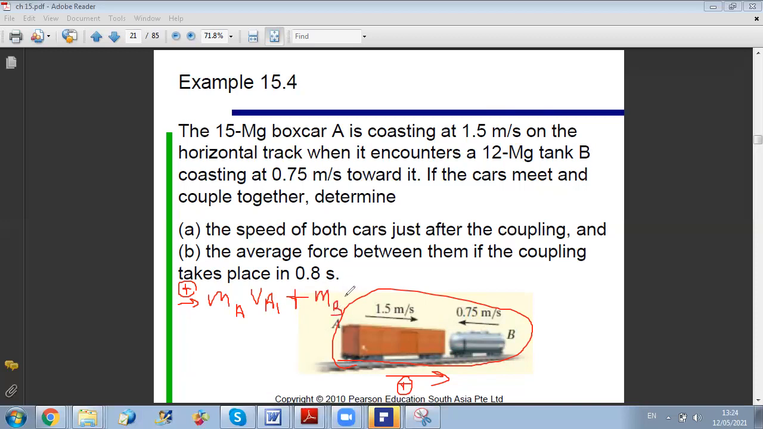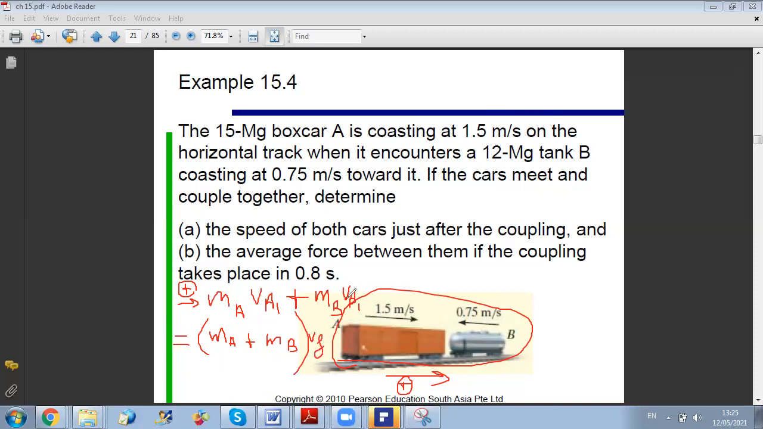times VB at state 1، وبليز انتبهوا هدول algebraic values، يعني هلا حنعمل replacement أنا وياكم، equals to، بما إنه they couple together يعني صاروا one system، يعني بحط MA plus MB times V final. Okay, this is the conservation of linear momentum على system. Now I replace my values.